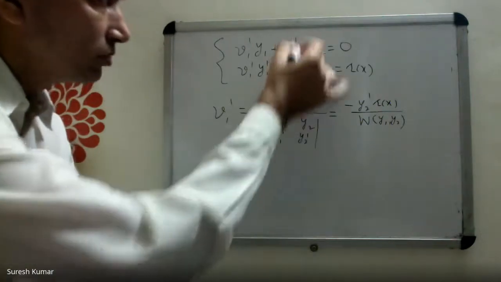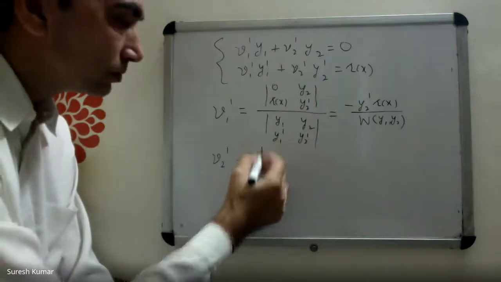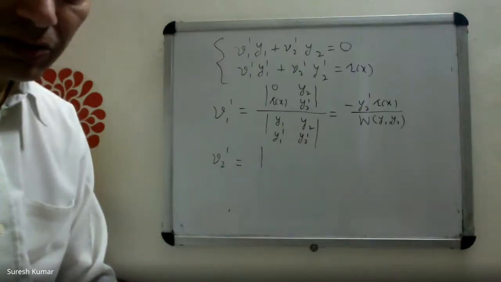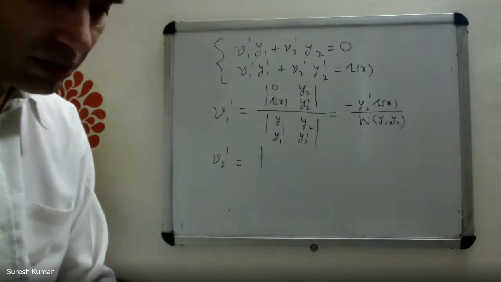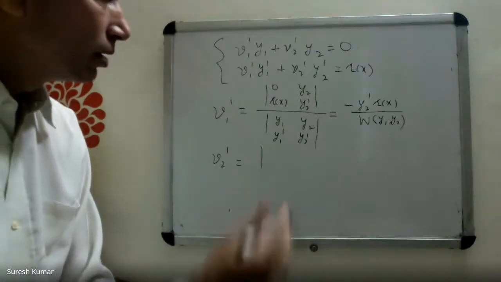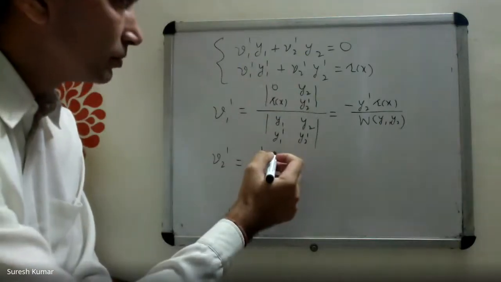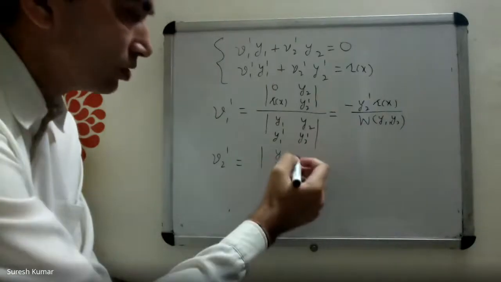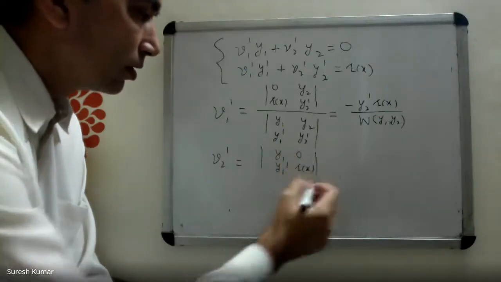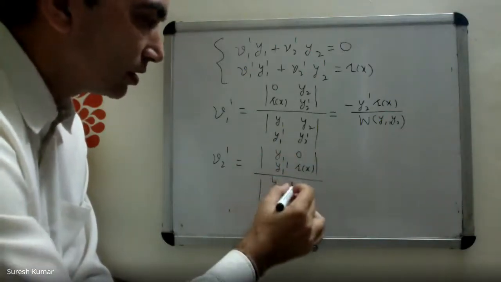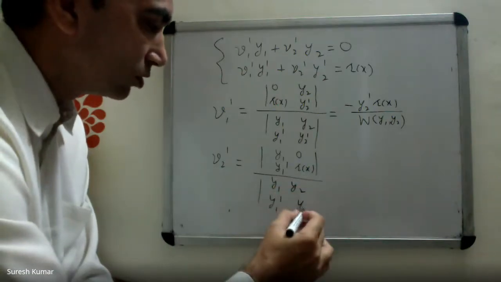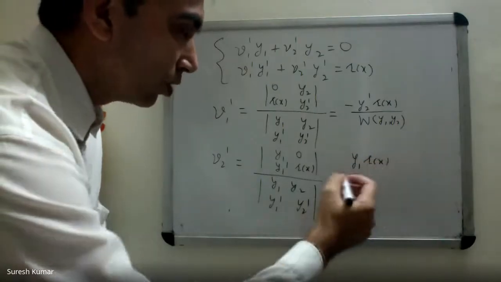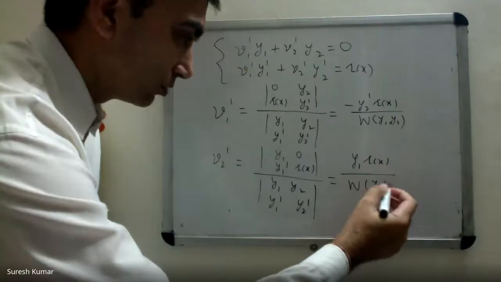Likewise, you can obtain v2 prime from this. Do you know this rule? This is Cramer rule, solving system of linear equations using determinants. Now replace second column. First column is y1 prime, second column is 0 rx. Denominator is again the same, y1 y1 prime y2 prime. From this you obtain y1 times rx over Wronskian of y1, y2.